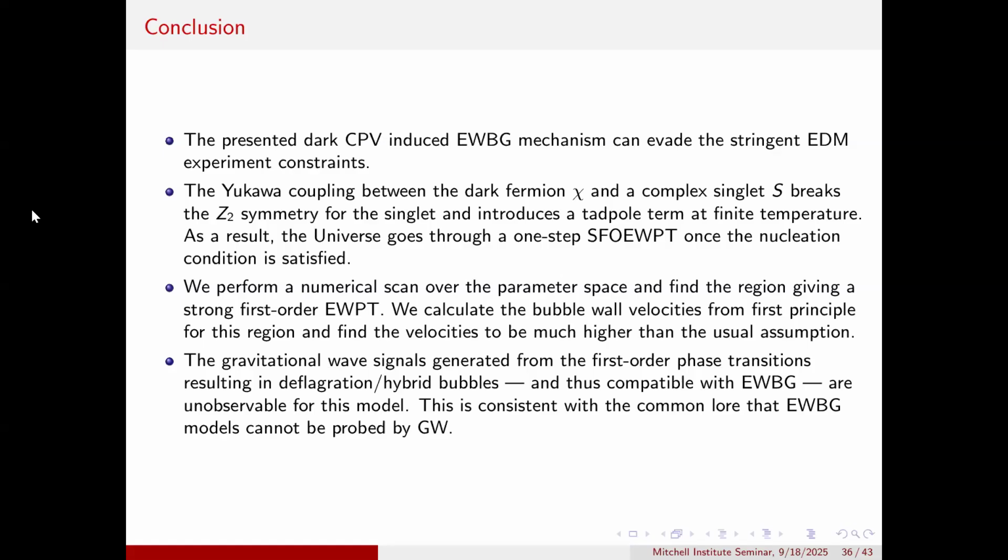We calculate the bubble wall velocity, and we found that to be much higher than the usual assumption. That could modify the eventual baryon number generated.